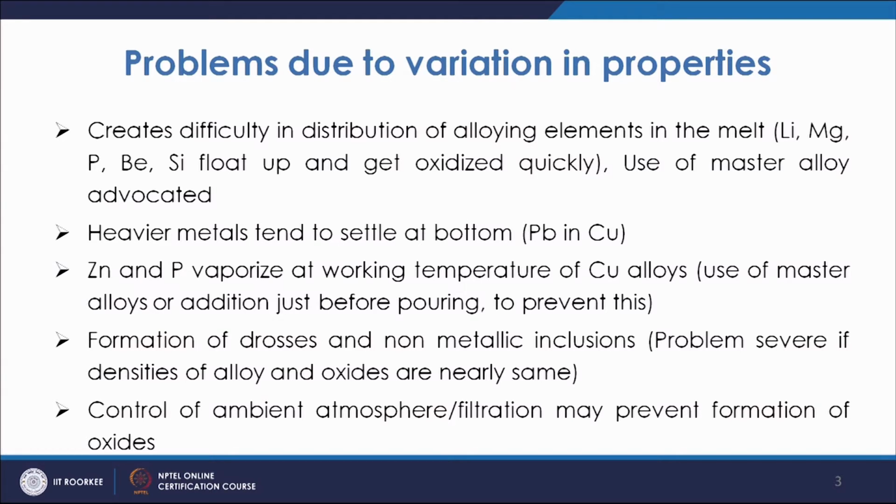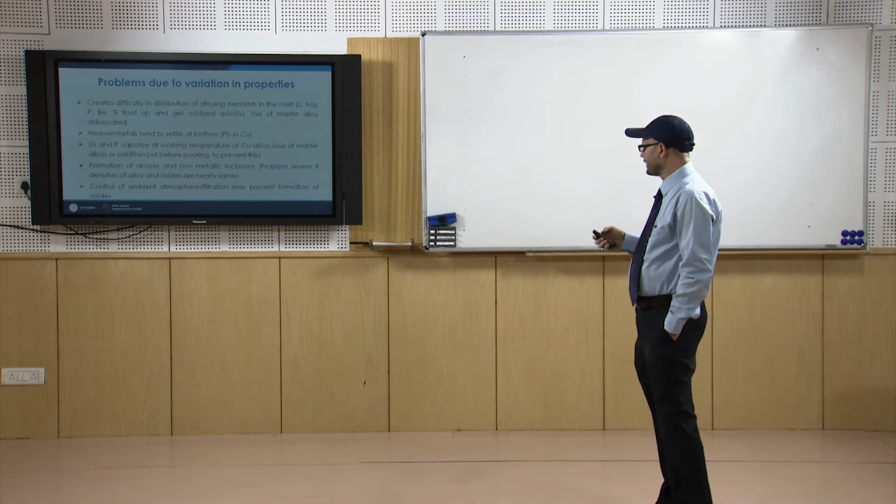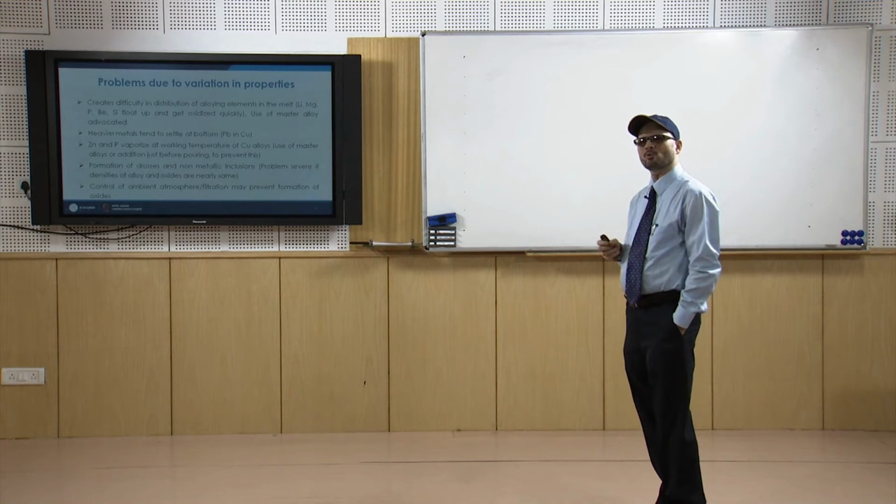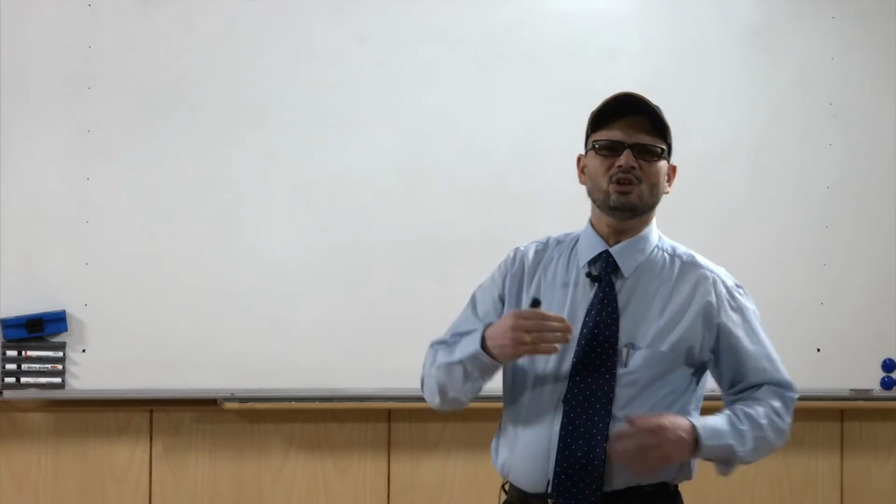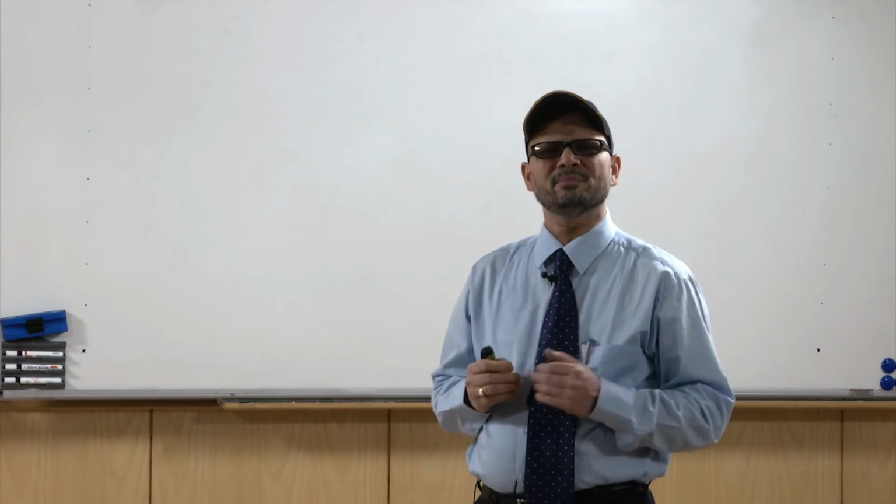As we had discussed, another is vaporization, that is, zinc and phosphorus normally vaporize at the working temperature of copper alloys. So, that is lost. To minimize or prevent that, master alloy is normally used, this is the first way. The second way is that it may also be added just before pouring, so that this loss by vaporization is minimized.